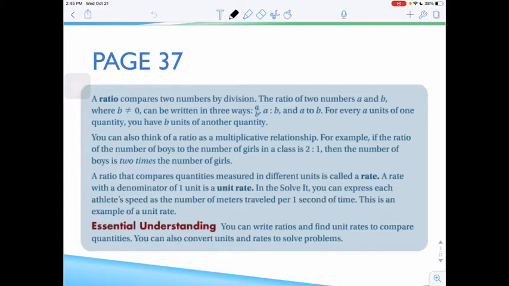A ratio that compares quantities measured in different units is called a rate. A rate with a denominator of 1 unit is a unit rate. In the Solve It, you can express each athlete's speed as the number of meters traveled per 1 second of time. This is an example of a unit rate. You can write ratios and find unit rates to compare quantities. You can also convert units and rates to solve problems.